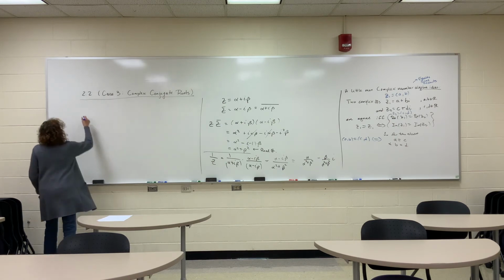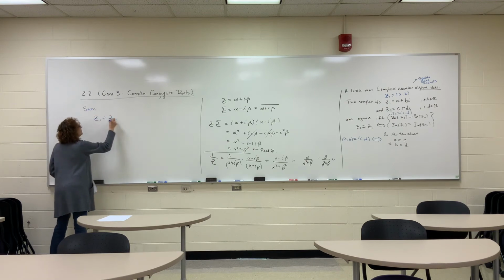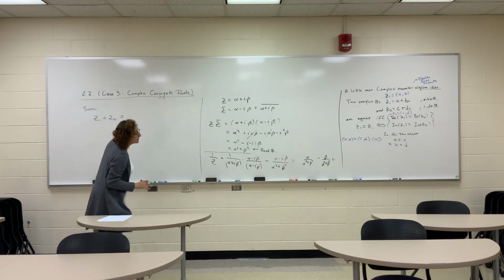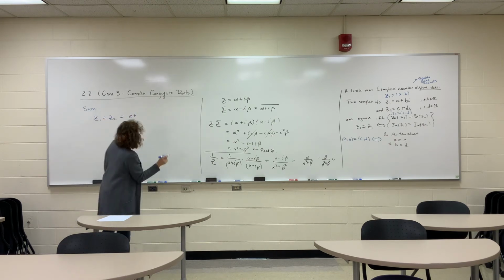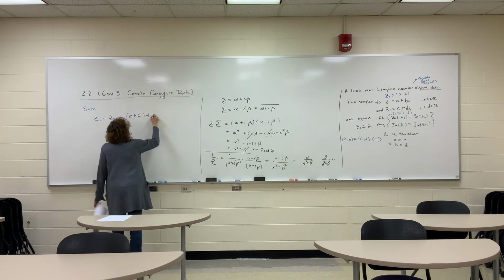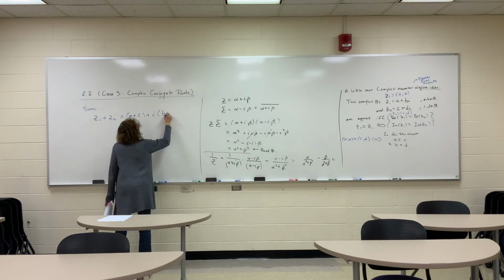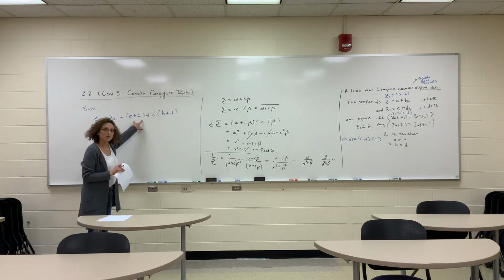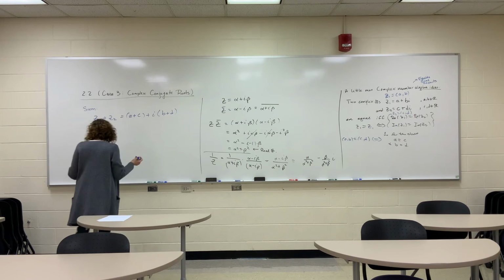So first, a sum. How do we add two complex numbers, Z1 plus Z2? I add the real parts, so A plus C, and my imaginary part is the sum of the imaginary parts, B plus D. So the sum of two complex numbers is the sum of their real parts plus I times the sum of their imaginary parts. That's what it means to add.